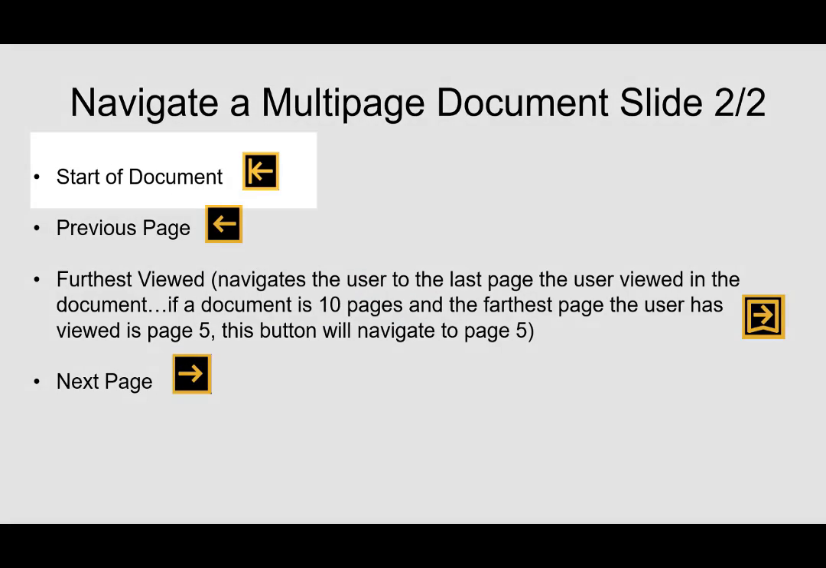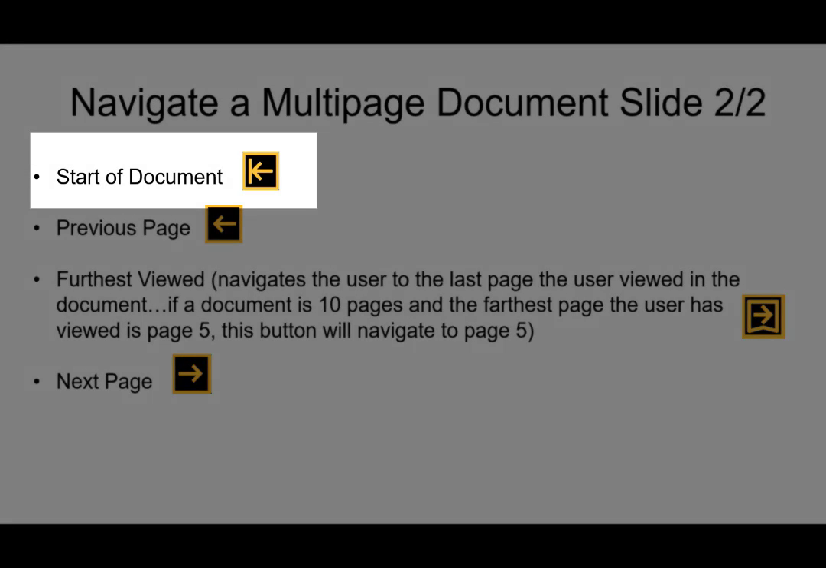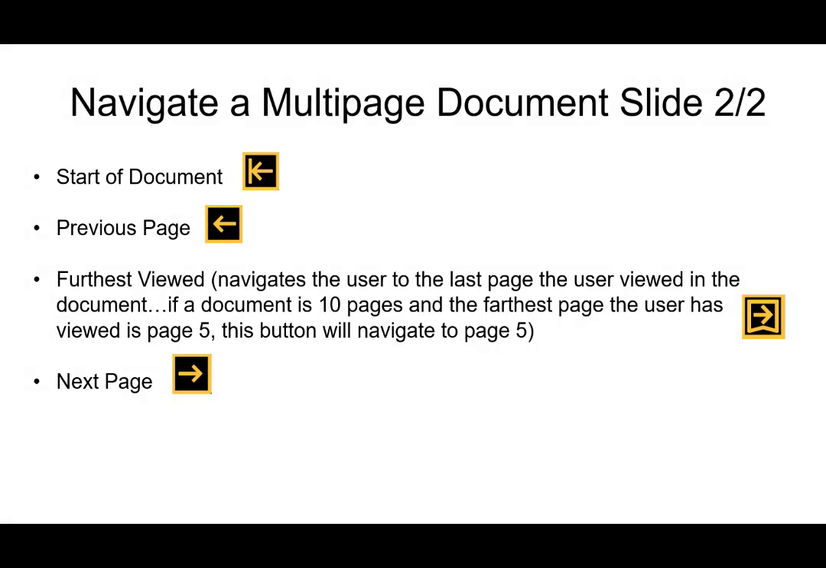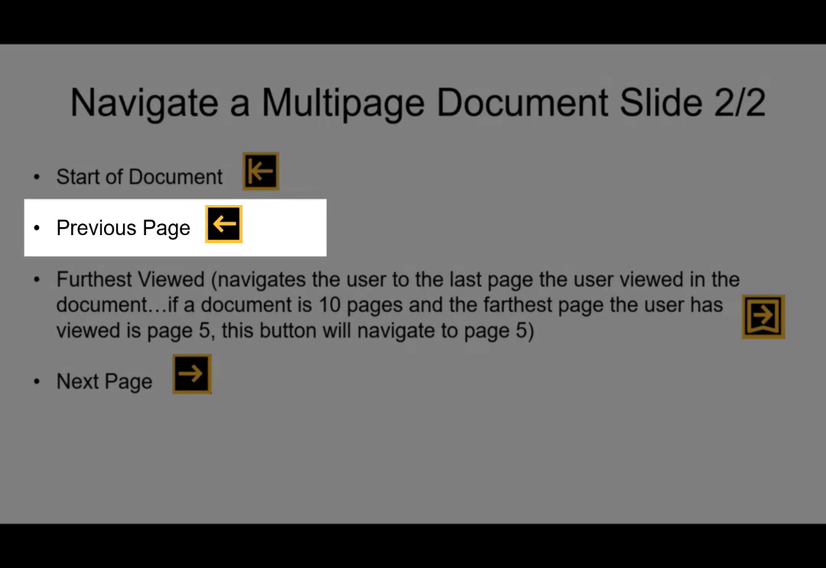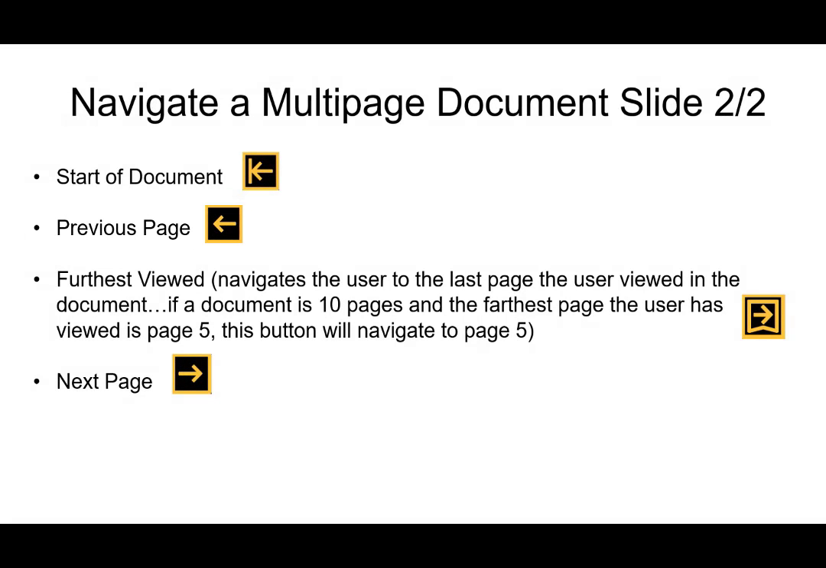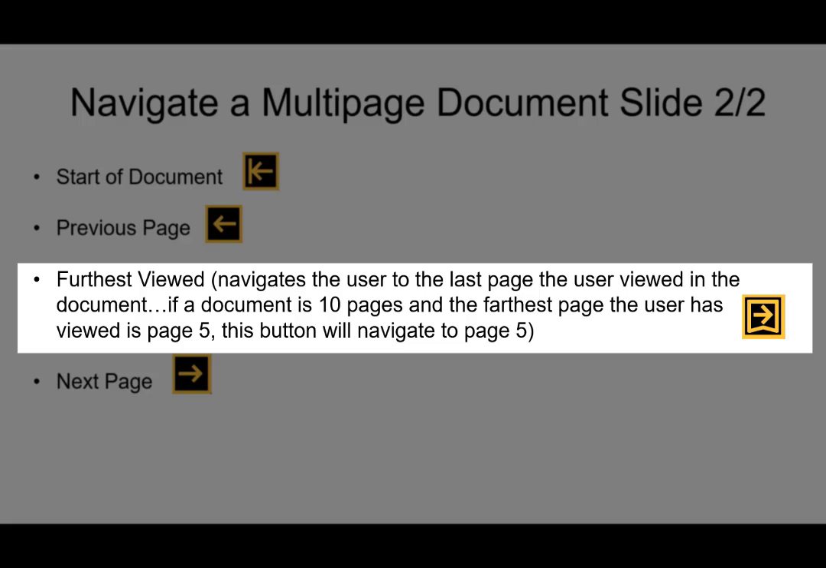So in the upper left-hand corner is going to be an arrow pointing to the left with a vertical line next to it. That will take you to the start of the document. Below that is an arrow pointing to the left, which will take you to the previous page. On the upper right will be an icon with an arrow pointing to the right and inside of a wavy square. And that may or may not be present depending on how you have navigated that document in the past, but it's the furthest viewed page jump. And that will take you to the last page that the user has viewed in the document.